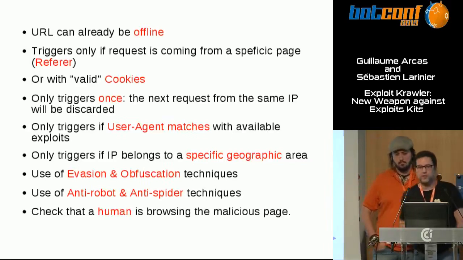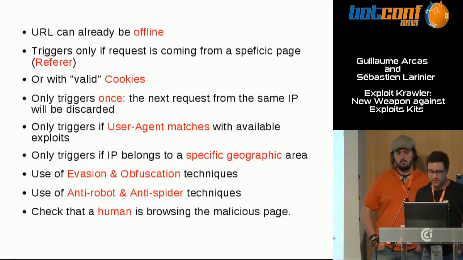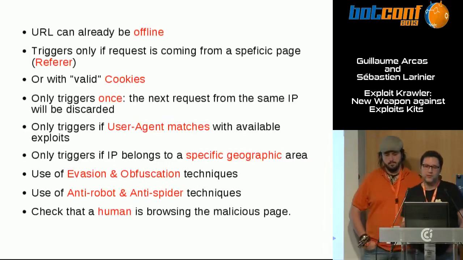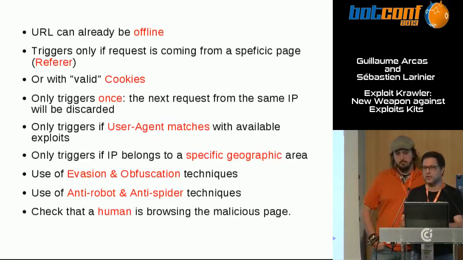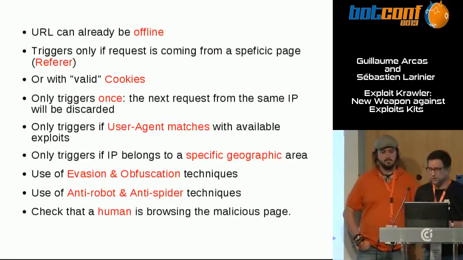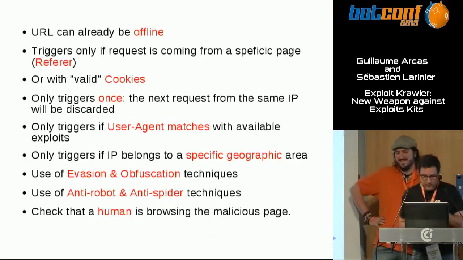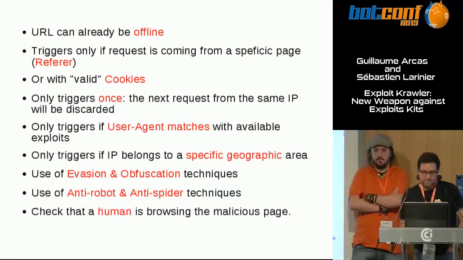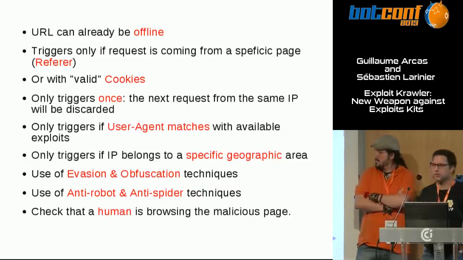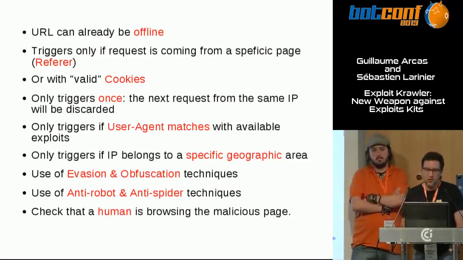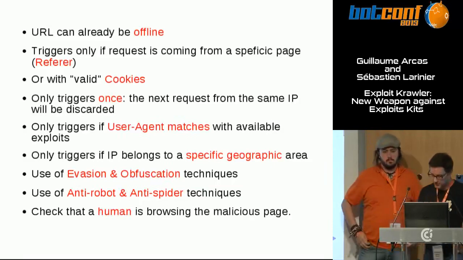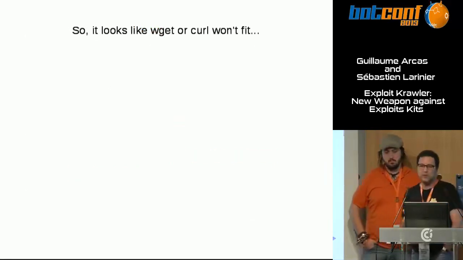You won't have any exploit distributed again. You also sometimes have to have the right user agent or the right IP for some exploit kits that target some geographic zone, and some also use kind of anti-robot and anti-spy techniques. Well, you can fail at every stage. So wget or curl won't fit.